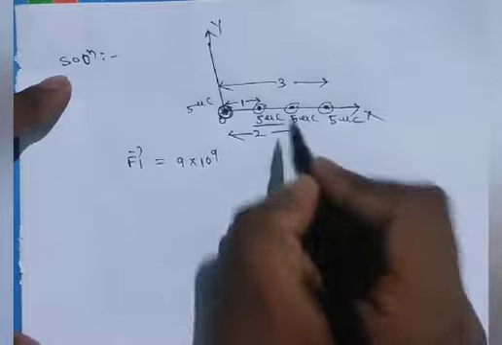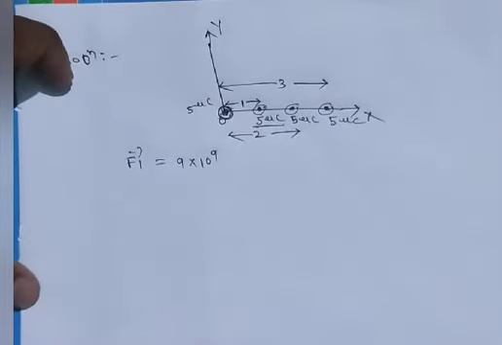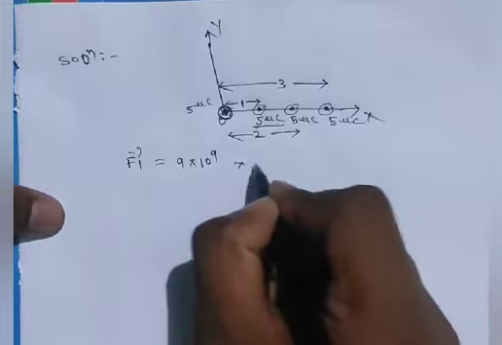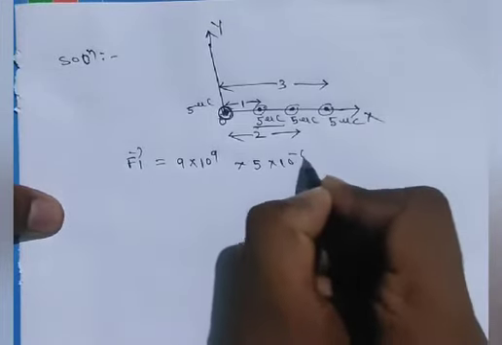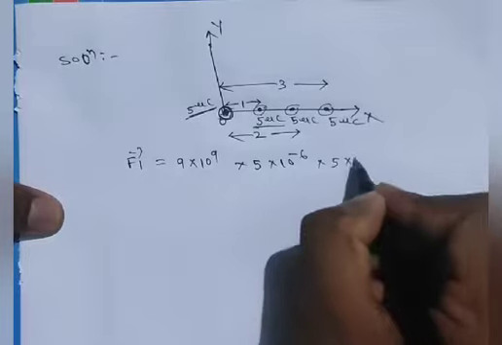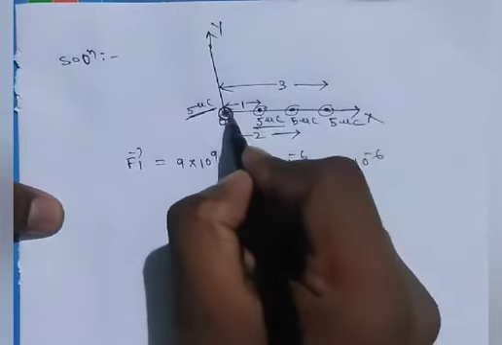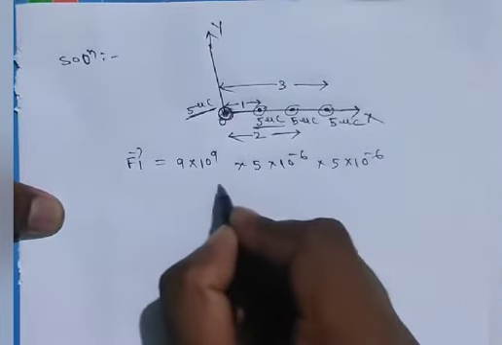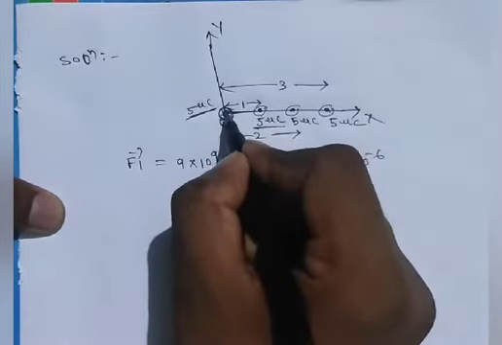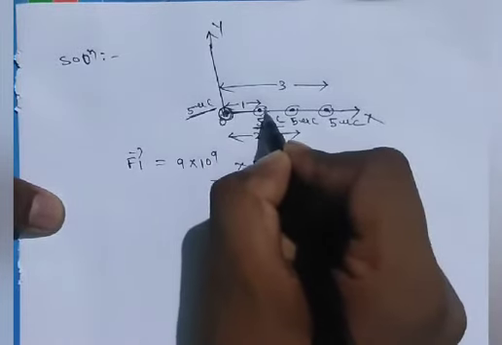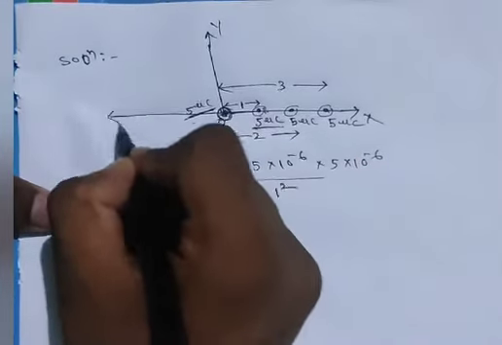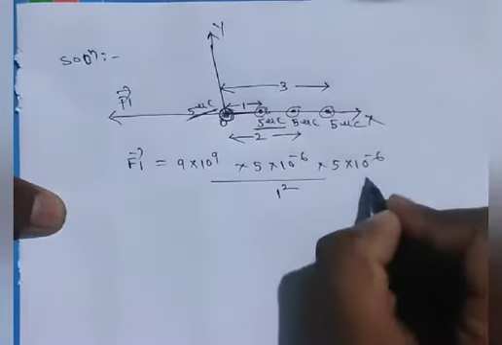Q1 is what? 5 microcoulomb, and we know 1 microcoulomb equals 10 to the power minus 6. So 5 microcoulomb will be 5 into 10 to the power minus 6, and Q2 is also 5 microcoulomb, meaning 5 into 10 to the power minus 6. The distance between these two charges is 1, so this simply is 1 square. And that will be directed along which? Both charges are positive, so the interaction will be repulsive. So the force will be directed along F1.